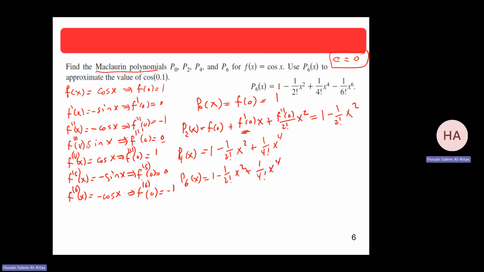Now, when it comes to the fifth derivative, this is 0, gone. The sixth derivative is minus, so minus 1 over 6 factorial x to the power 6. I will leave it for you to approximate this. You need the calculator to do that. Do it through the calculator and see what will happen. So you want to check P6 at 0.1 as an approximation of f of 0.1. See what the difference is.